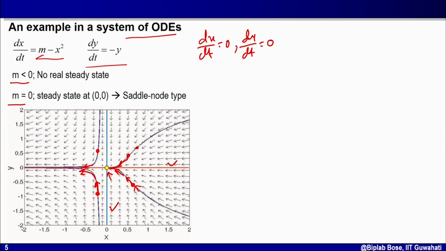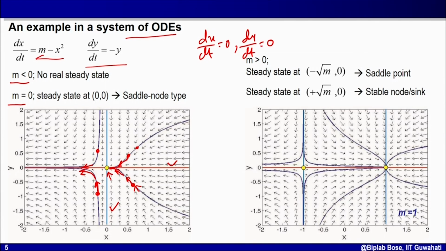Now, let us take the third case, when m is greater than 0. I have two solutions for steady states. One is minus square root of m and 0, and the other one is plus square root of m and 0. I have drawn the phase portrait for this situation where m is greater than 0, and I have taken value m equal to 1 for this system and drawn the phase portrait.